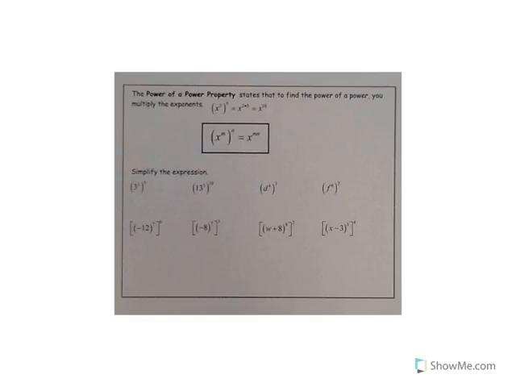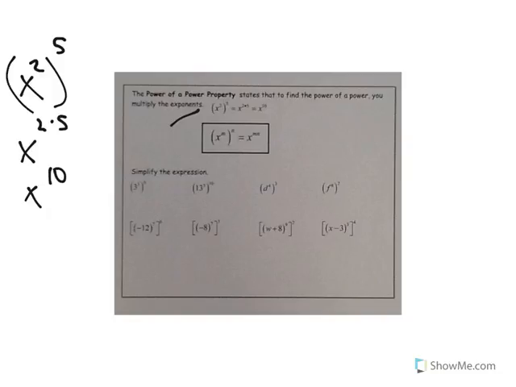Now the power of a power property states that to find the power of a power, you multiply the exponents. Now this is very different. What it means is, and I'll write this out again as an example, this is x to the second power, but then that whole thing is to the 5th power. In that case, you've got to multiply the 2 times the 5 to get the right power, so it's going to be x to the 10th power.